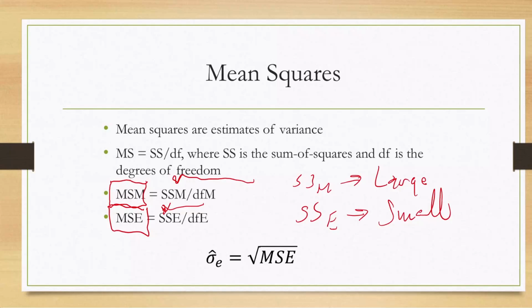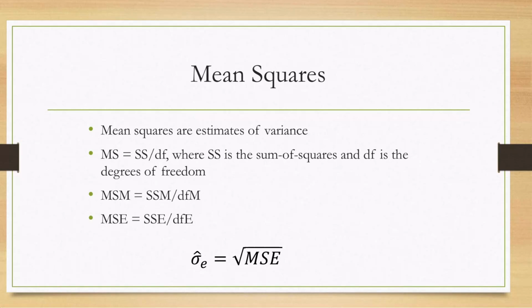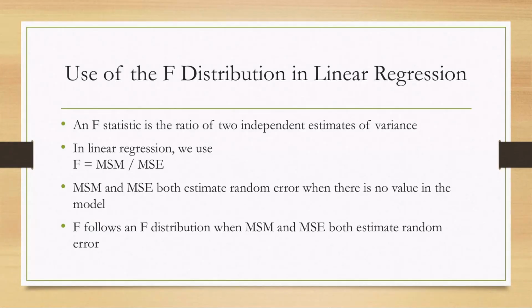Well, what about if we take the ratio of those? When we take the ratio of those, that is what leads to our F statistic. An F statistic is the ratio of two independent estimates of variance. So in linear regression, the F statistic is going to take these two variances in a ratio.